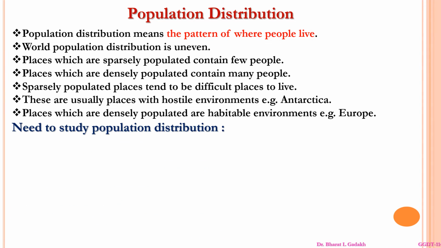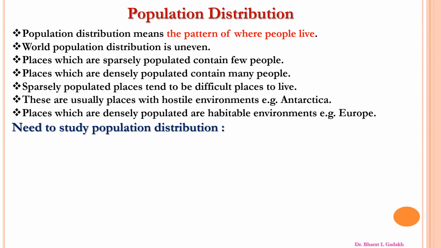These are some of the characteristics of population, and the distribution of population will vary. Population distribution differs in how people live: sparsely populated, densely populated, in different places, where there is a hostile environment or a habitable environment. These are some concepts related to population distribution.